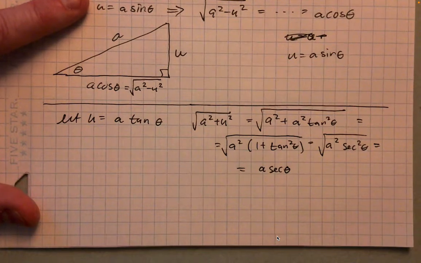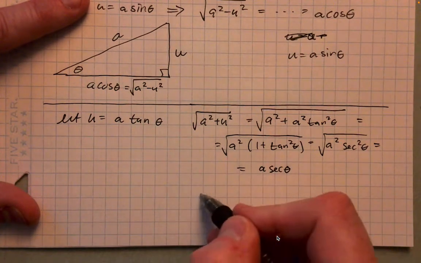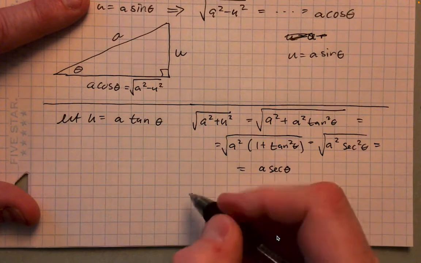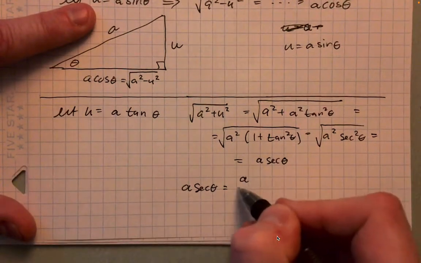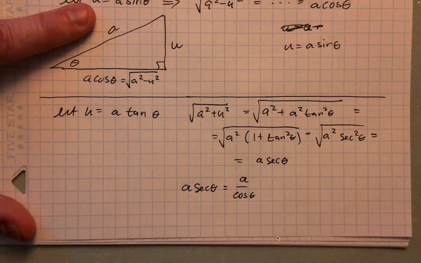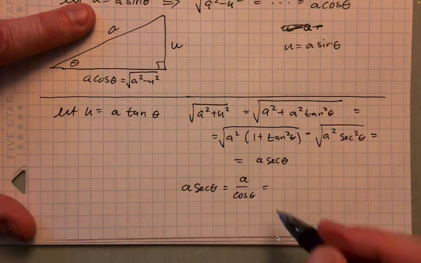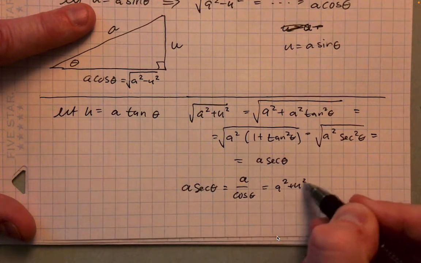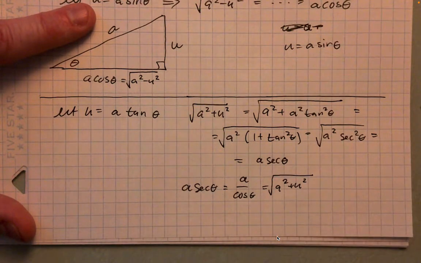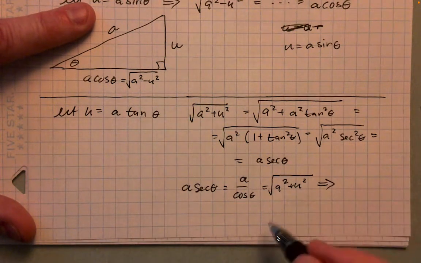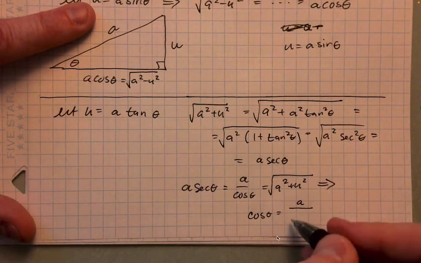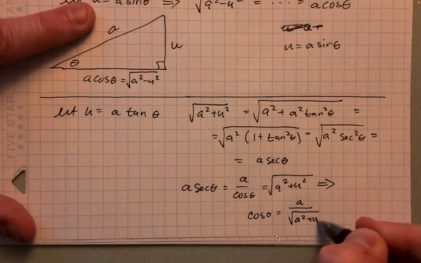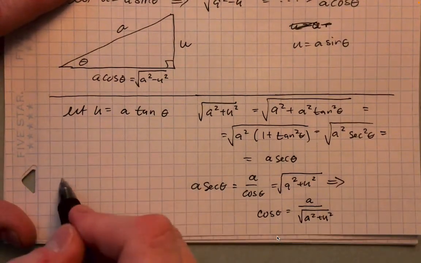Okay? And so you can see then that a secant of theta is equal to a over the cosine of theta, which is equal to the square root of a squared plus u squared. All right, well, what does that imply then? Well, that implies that the cosine of theta is equal to a over the square root of a squared plus u squared. Right, and so there's a triangle that's implied here.